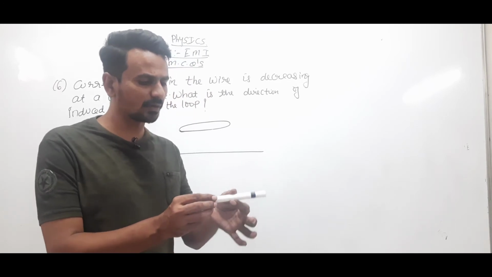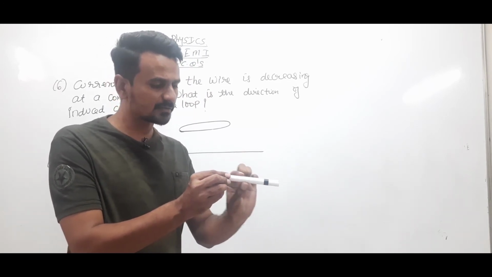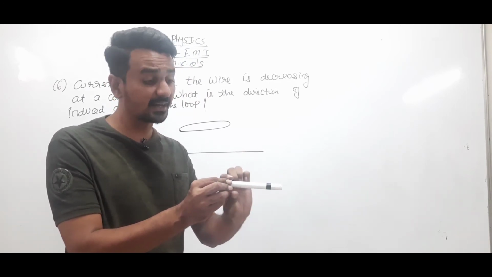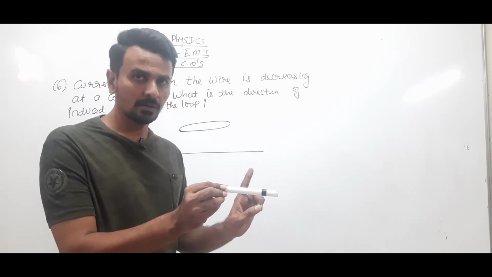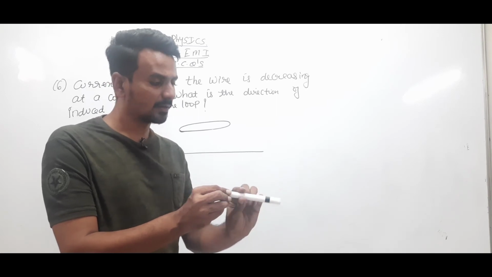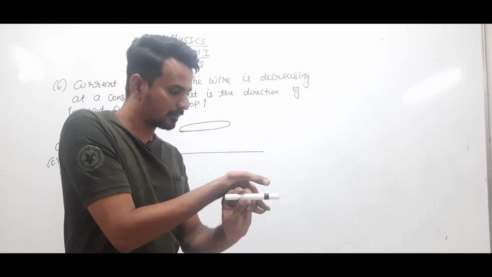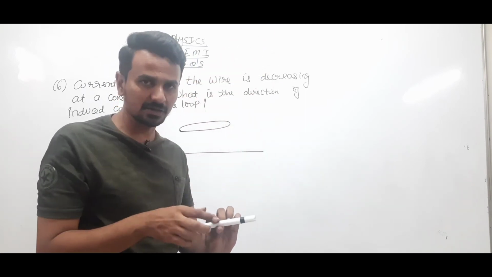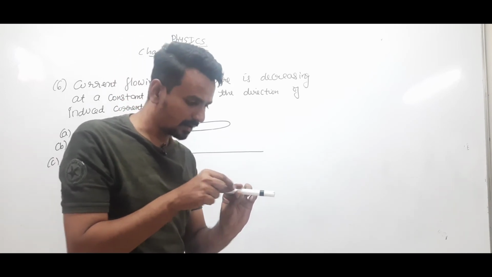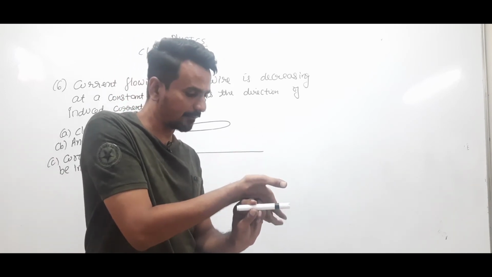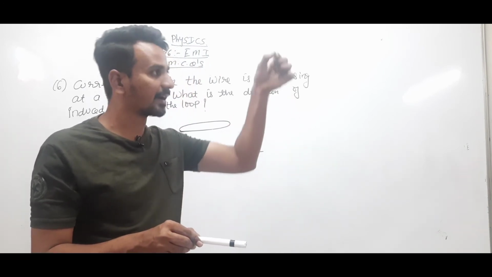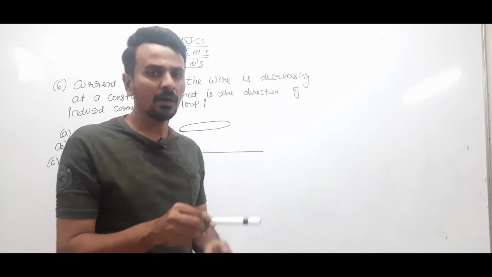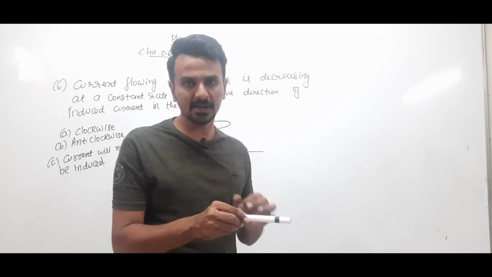So this is what the question says. Current is flowing through the wire and it is decreasing at a constant rate. The loop is placed over here, right? So because of this wire, the magnetic field produced will be in vertically upward direction. Current is in this direction, so the magnetic field produced in the loop because of this wire will be in vertically upward direction. Now current is decreasing in the wire.